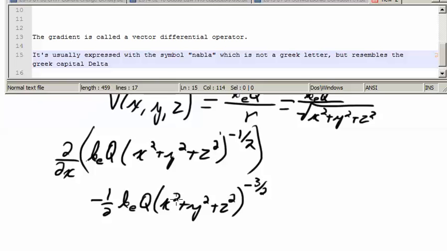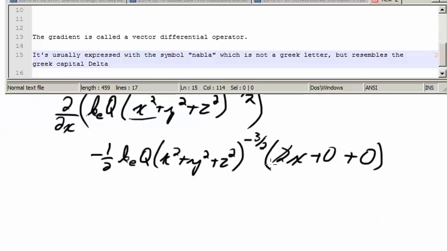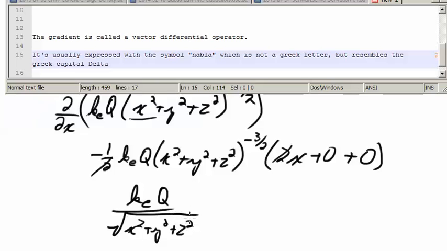And then, I believe this is called the chain rule. We took the derivative of the outside function. Now we have to take the derivative of the inside function. The derivative of x squared with respect to x is 2x. The derivative of y squared is 0. The derivative of z squared with respect to x is 0. And so for our final answer, these 2's cancel, and we end up with k sub e q over the square root of x squared plus y squared plus z squared, cubed, times x.